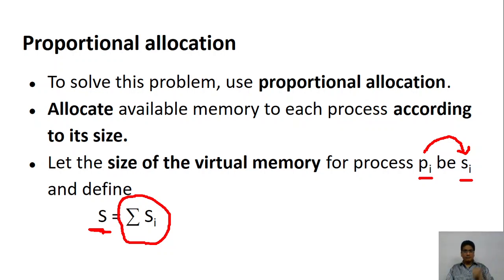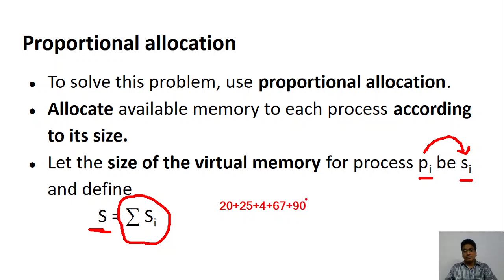So every process requires a size of Si. For all the processes, it will be the summation of that. So for example, the first process may say I need 20, the second process may say I need 25, the third process may say I need 4, the fourth process may say I need 67, and the next may say 90, and so on.